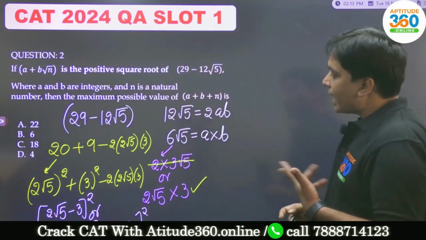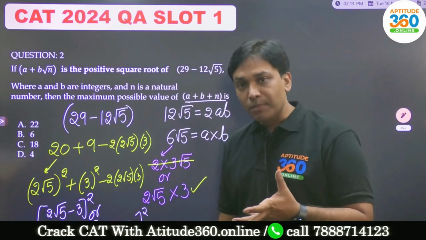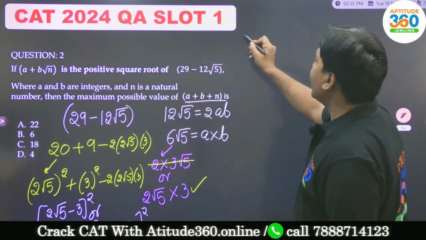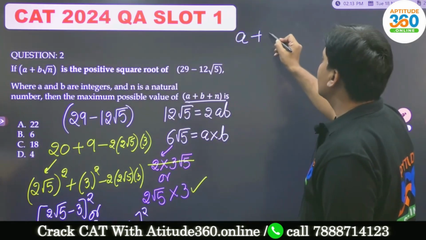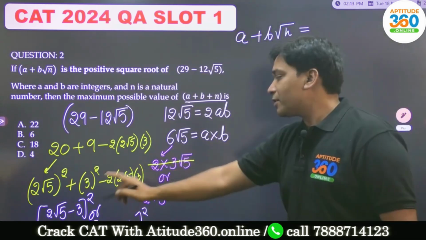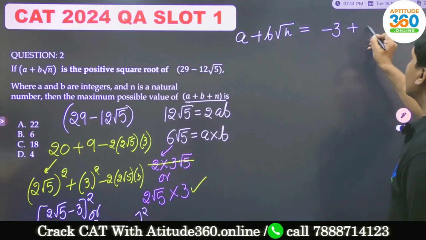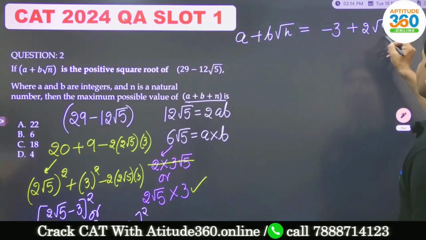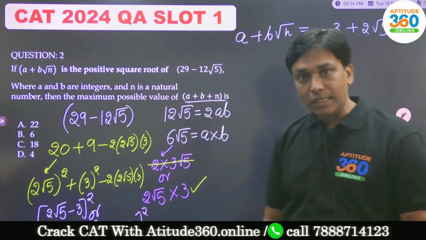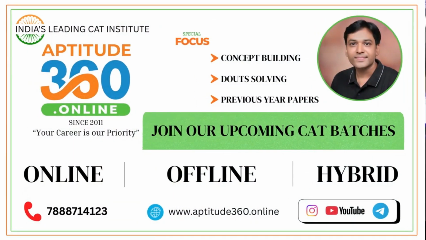So either this is going to be this value or this is going to be this value. So what is it that we should be doing? We should be able to find out the maximum value for a plus b plus n, right? And a plus b under root n. If I take my first value, what is this? Negative 3 plus 2 under root 5. If I take the first value, right, and I want to maximize it, so what is it that I will be doing?